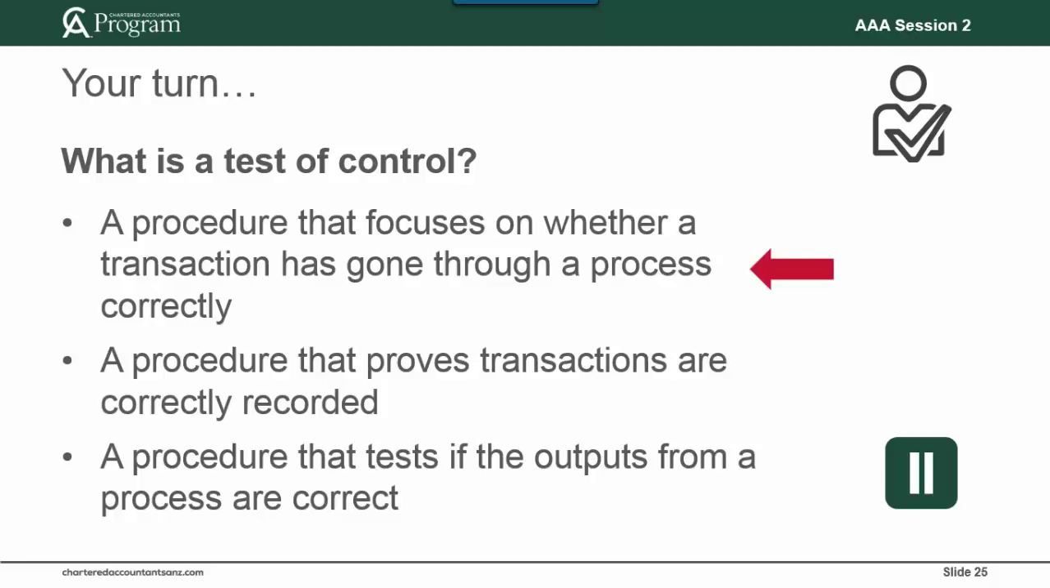If you chose the first bullet point, then well done. Remember, management design and implement control activities within processes to prevent or detect and correct material misstatements at the assertion level. A test of control is an audit procedure that is designed to obtain evidence about whether a control activity is operating effectively. So controls is short for control activities. The important thing to realise here is that when you test controls, you're testing how an activity is performed, not the end result from the activity.